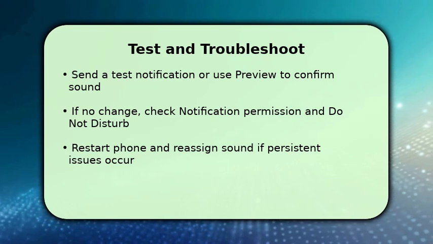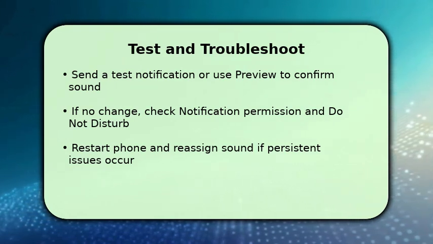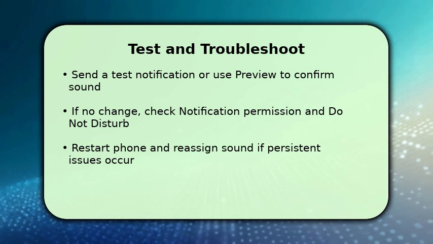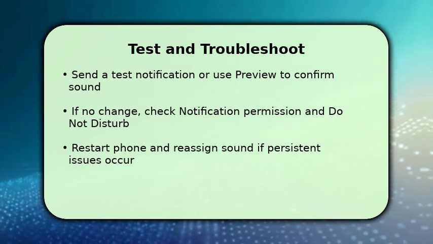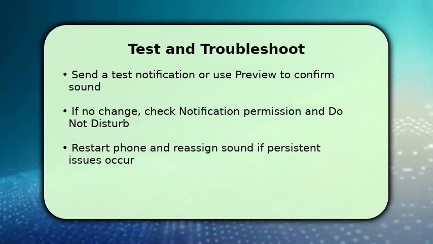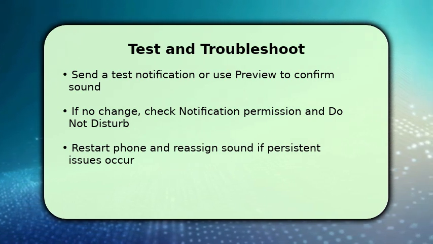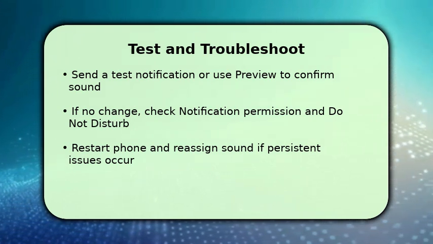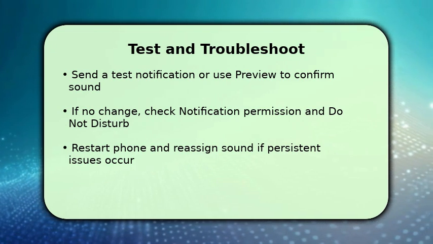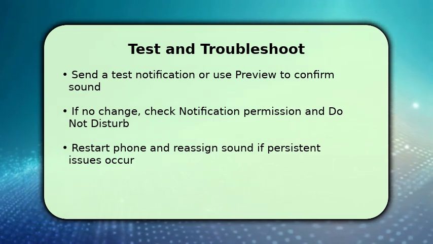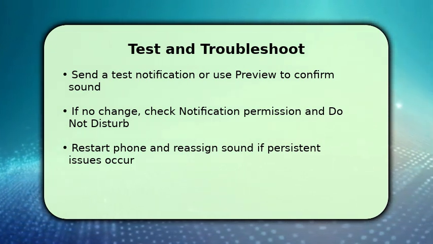Finish by testing the change. Use preview in the sound picker or send yourself a message to hear the new tone. If you don't hear it, verify notifications permission for the app and ensure Do Not Disturb isn't silencing alerts. Once you've adjusted volume and confirmed, the tone remains set across apps that use default notifications.